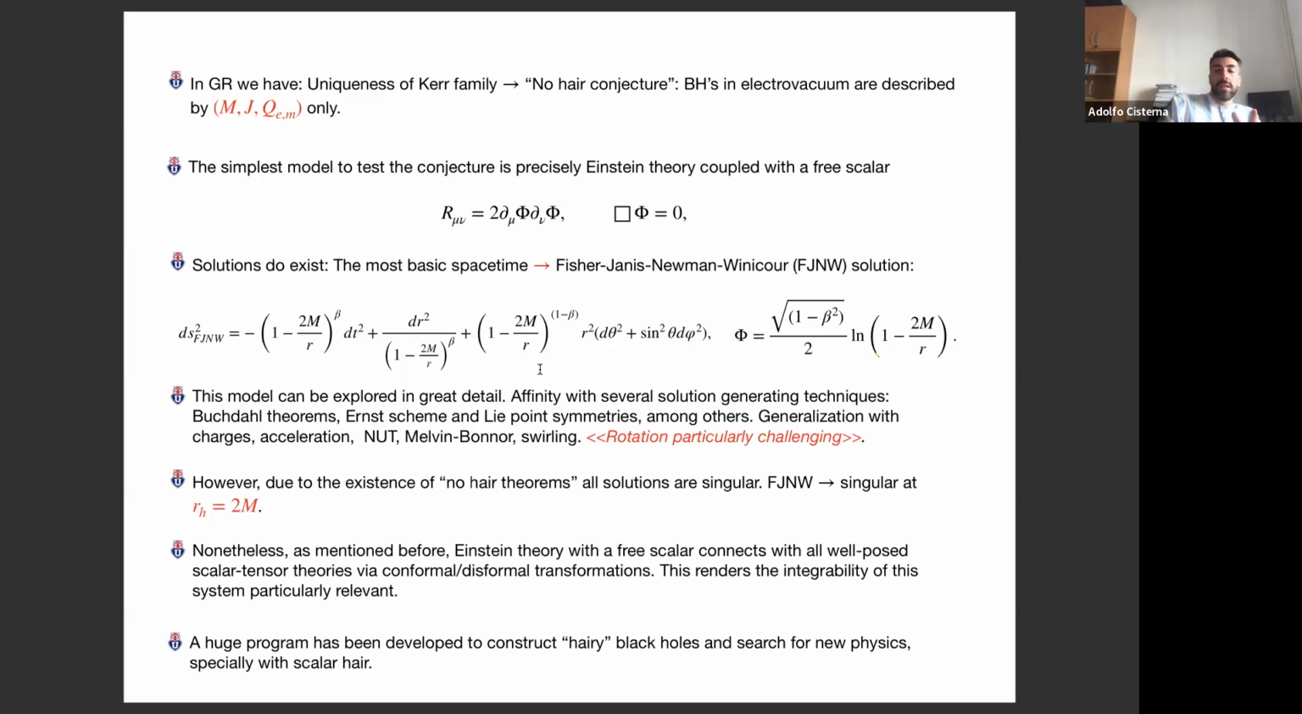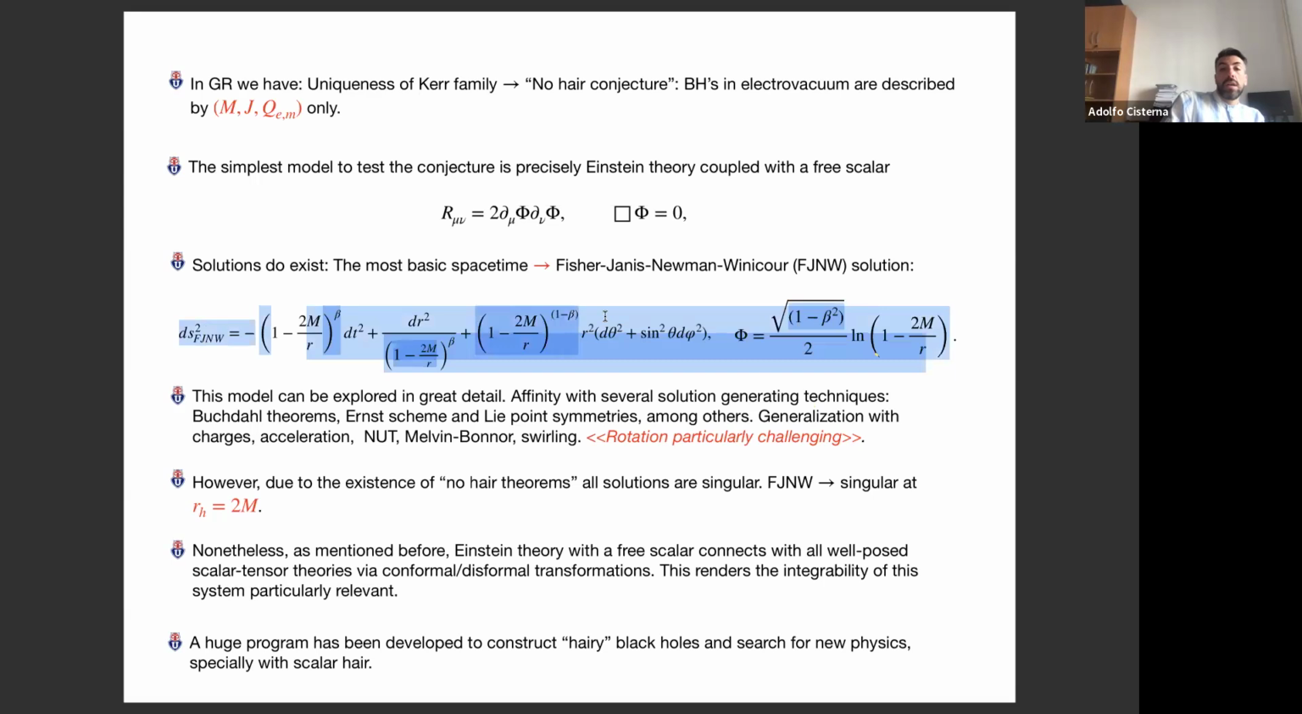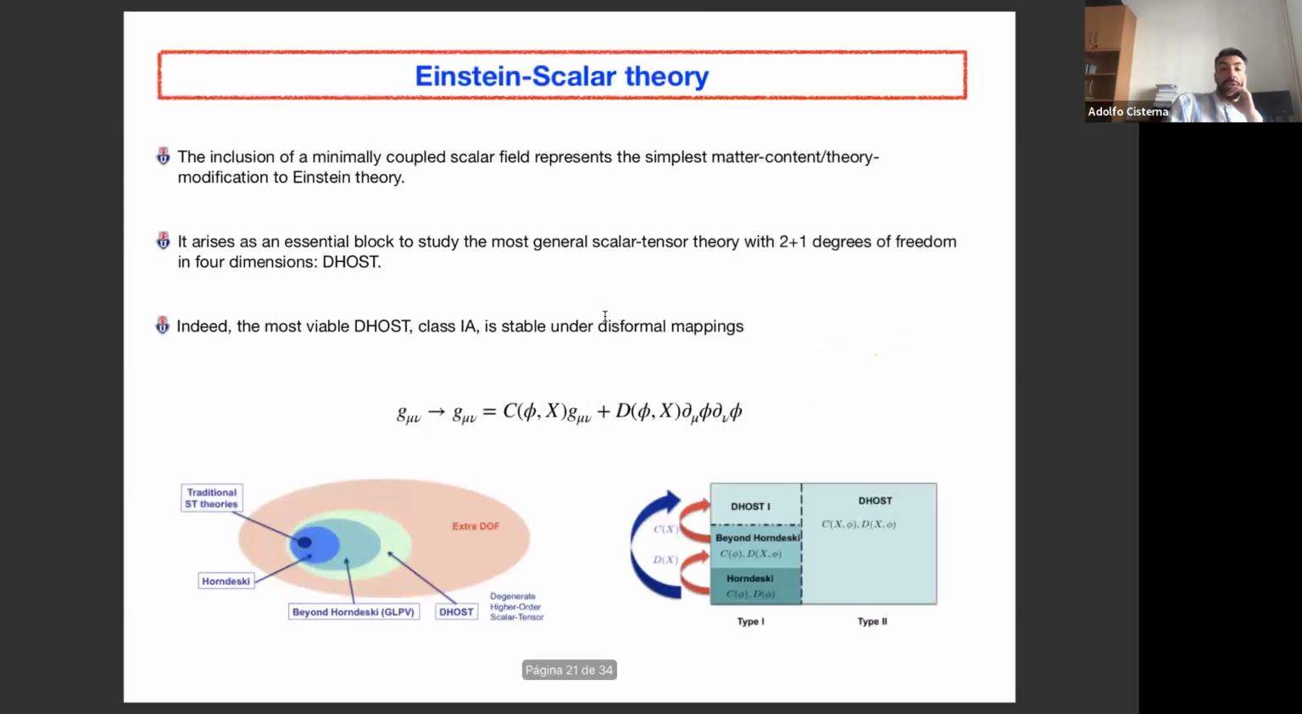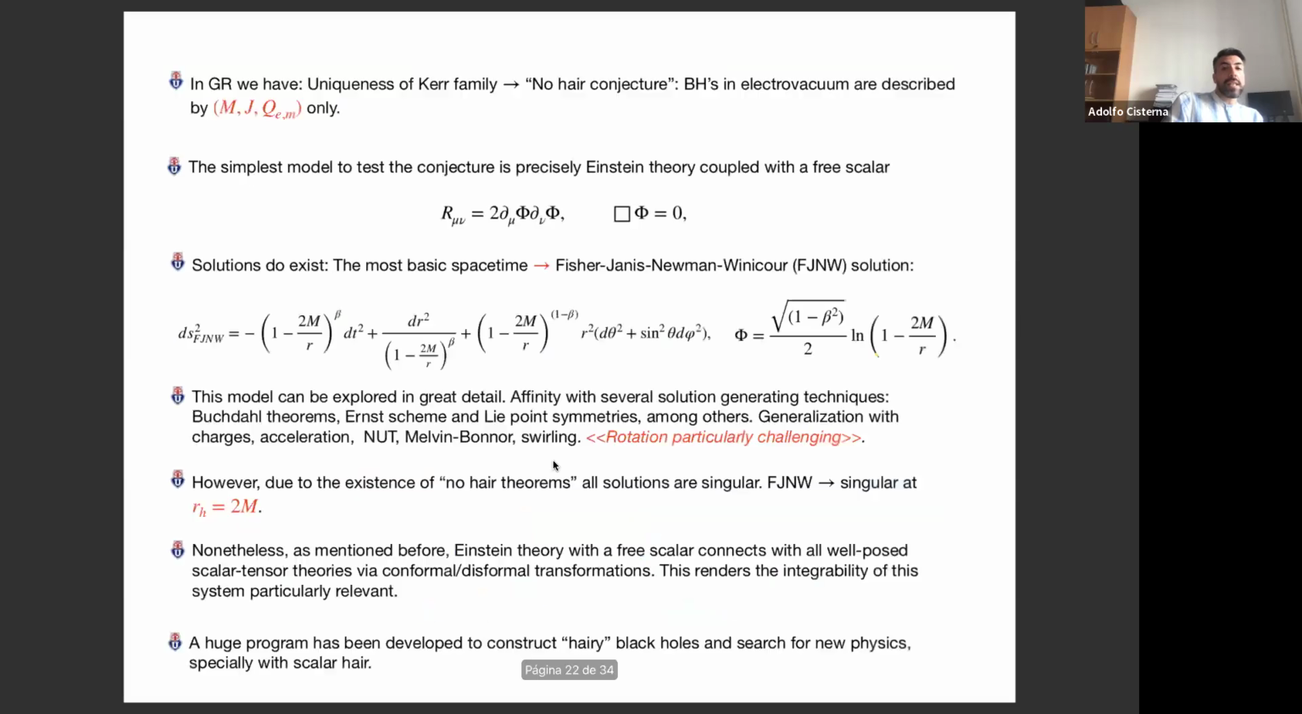So this metric is singular precisely at r equal to M. Anyway, it's interesting that if you take this solution and you apply a frame transformation in which there is no disformal factor, so it's only g_mu_nu times C, and C depends only on phi, so you are going to be in the subset of theories with second order field equations, you find something that is actually not entirely pathological like the Fisher-Janis-Newman-Winicour solution.